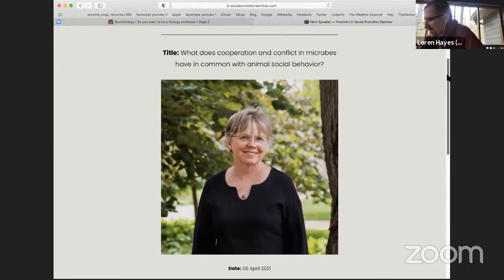The evolution of cooperation, conflict, and social amoeba in Dictyostelium discoideum. I'm sure I butchered that. Social amoeba. But in addition to this fascinating work, she's done a lot of work previous to that in social hymenoptera. She's also done some more technical work like developing microsatellites.